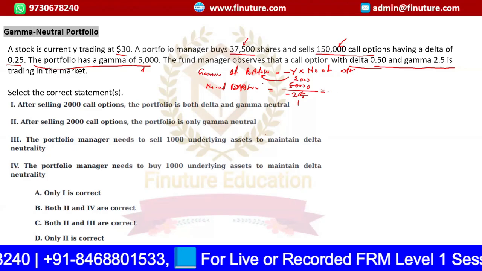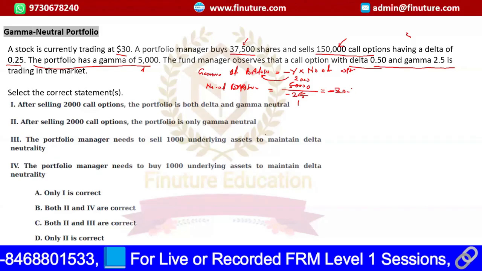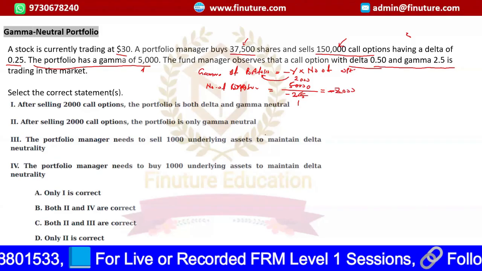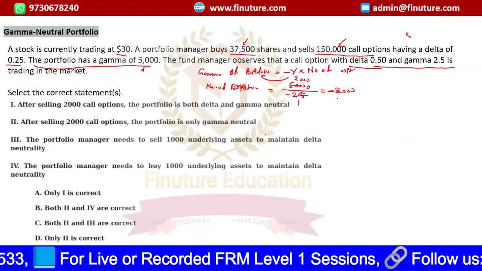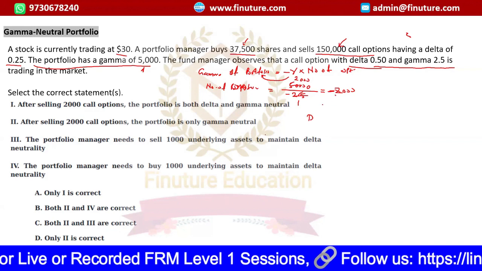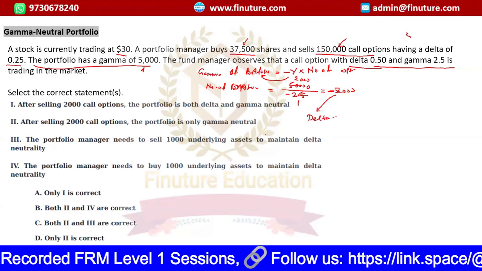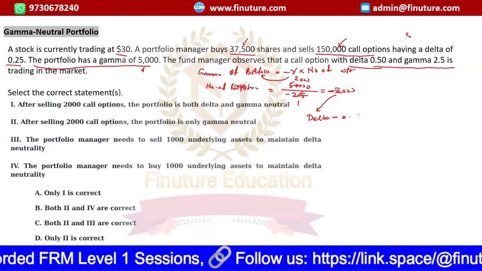Negative 2,000, is it? Yeah, that's correct. Minus 2,000. So that means you will sell 2,000 options. But selling these 2,000 options will now create a new delta. Delta will change from 0 to how much?